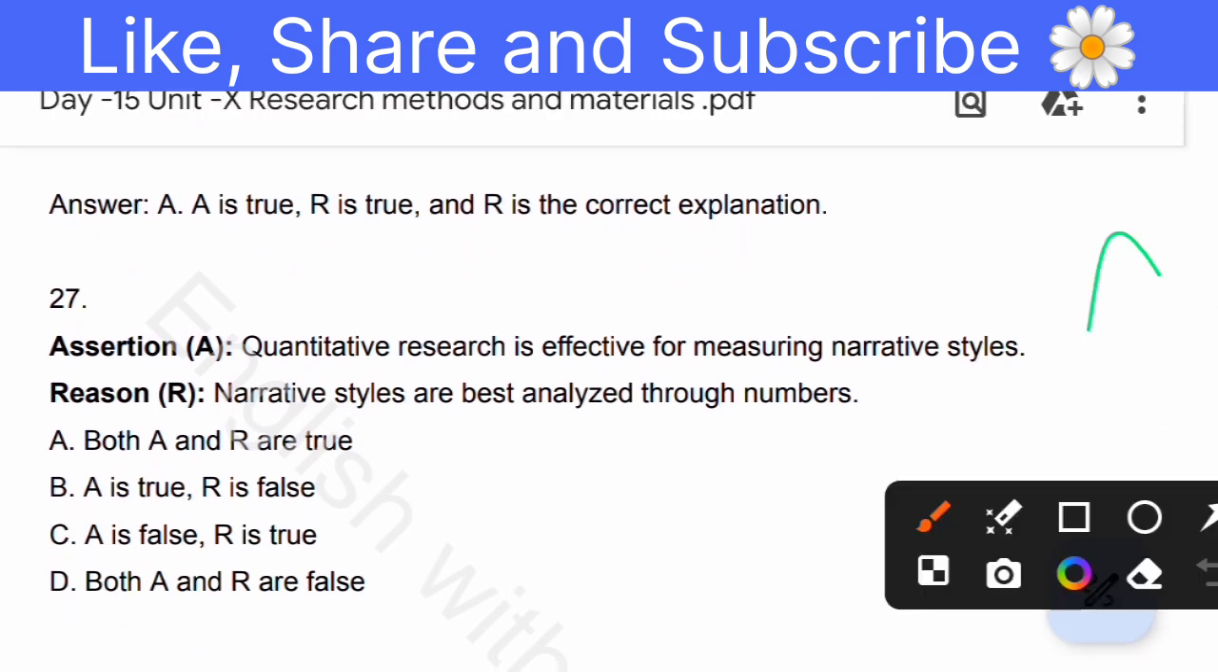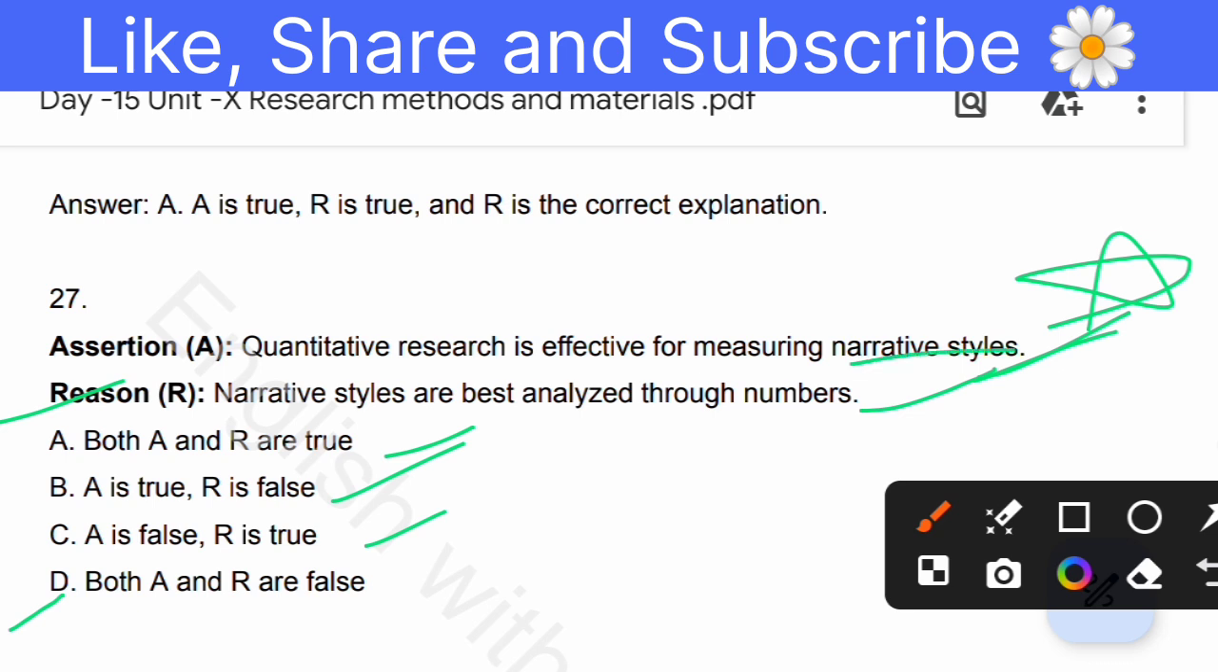Next question you have: Assertion, quantitative research is effective for measuring narrative styles, while Reason, narrative styles are best analyzed through numbers. Option A, both A and R are true. Option B, A is true, R is false. Option C, A is false, R is true. Option D, both A and R are false. Quantitative research is effective for measuring narrative styles, while narrative styles are best analyzed through numbers. Guess the correct one.